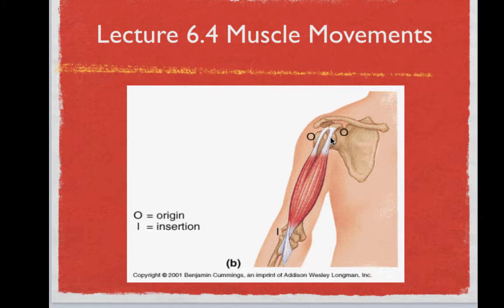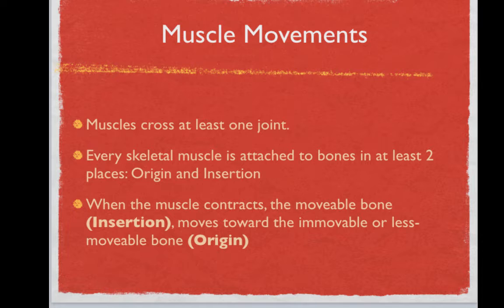These are both labeled origin. And then there is one down at the bottom, and this is labeled insertion. I'll talk about what those are next. Every muscle crosses at least one joint. This should make sense because when muscles contract, they're going to be causing a bend to a joint.